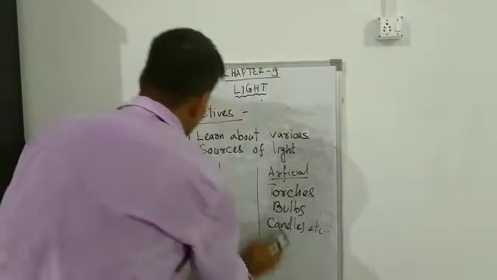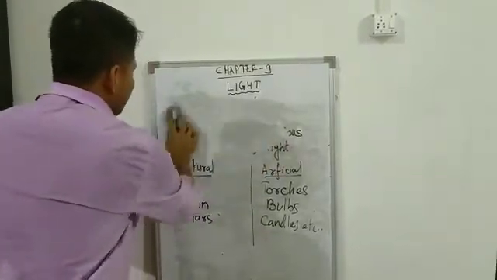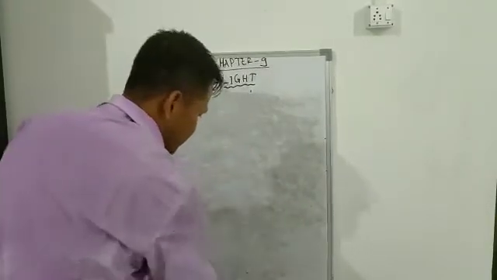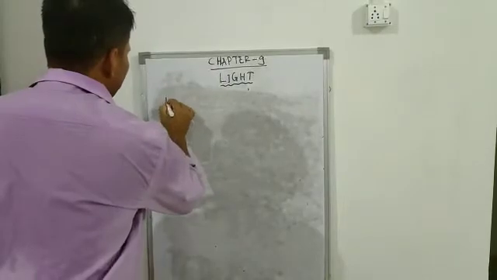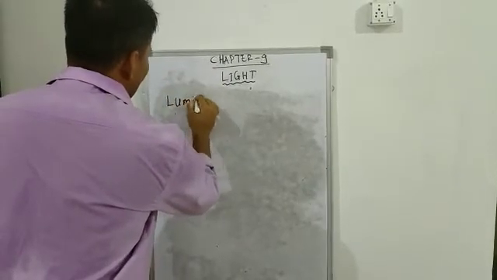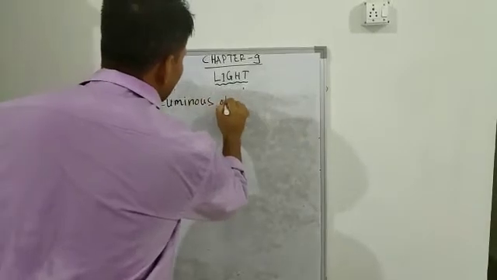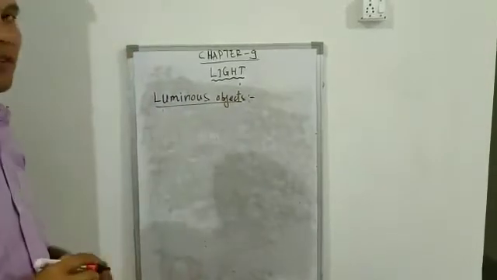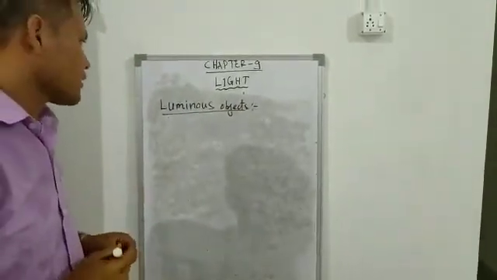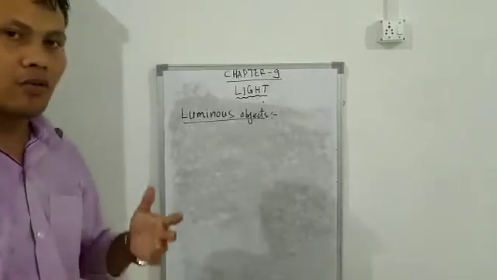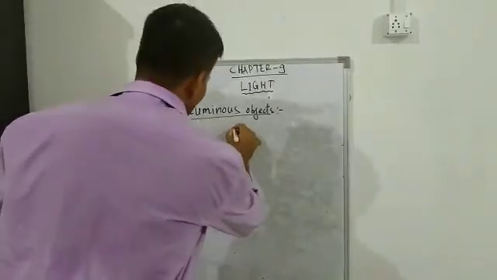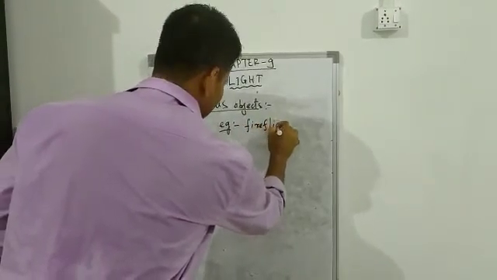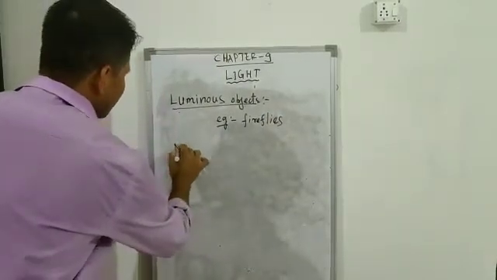Now moving on to the next point, let us learn what are luminous and non-luminous objects. Luminous objects. Now what are luminous objects? Luminous objects are those objects that make their own light. One example that can be given is fireflies.